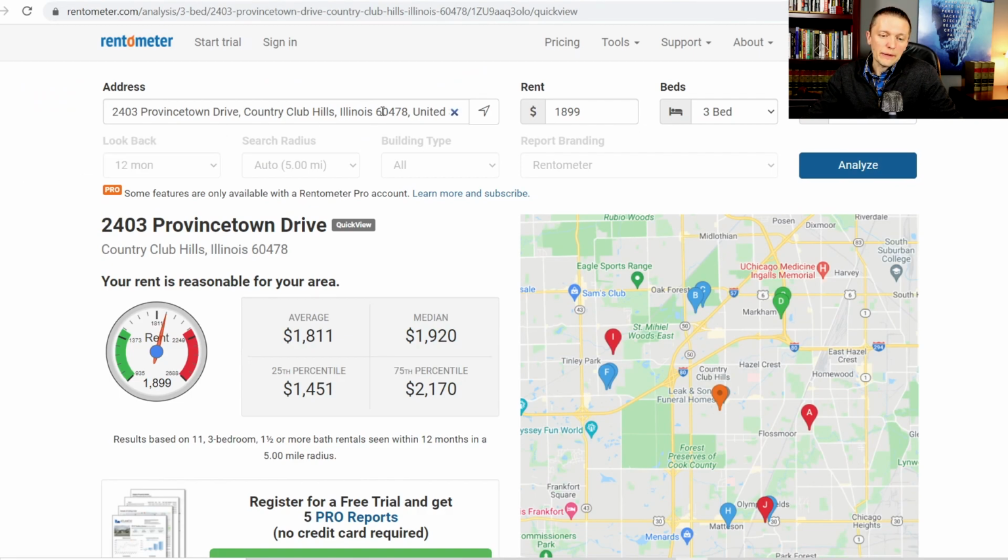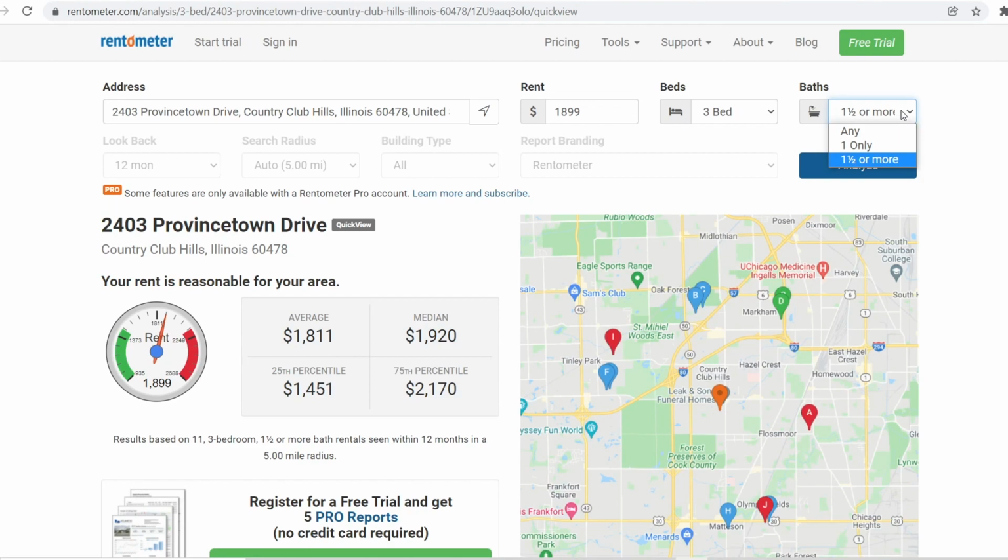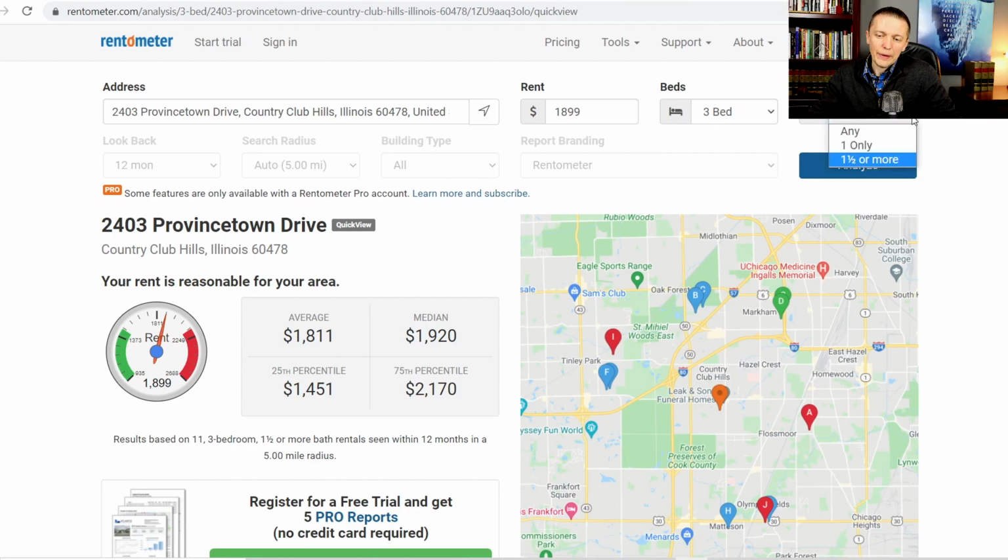So I went ahead, typed in the address, put in the current rent amount of $1,899, put in the number of bedrooms, and included the 1.5 or more bathroom selection, which is the maximum that I can put in on the free version of Rentometer. And what it says is that the average rent for this area, for this type of property, is $1,811.